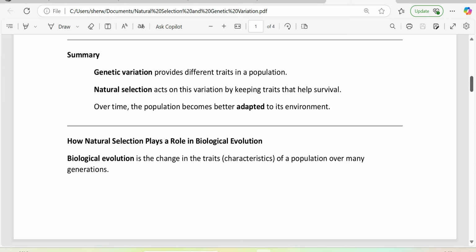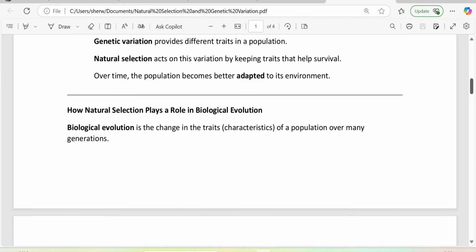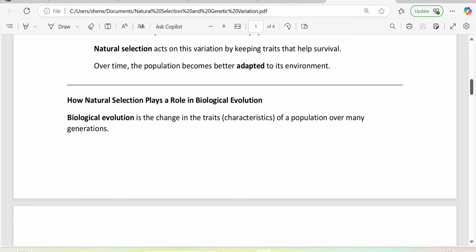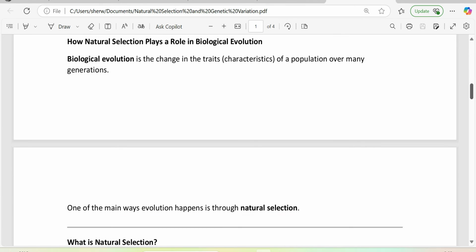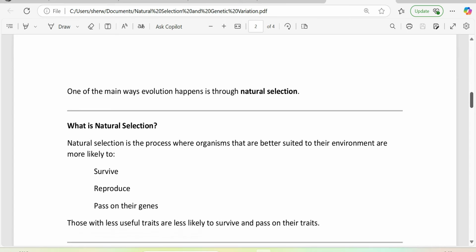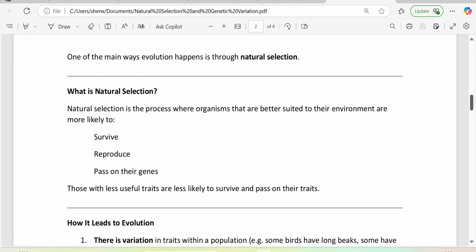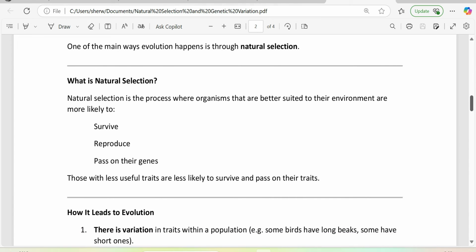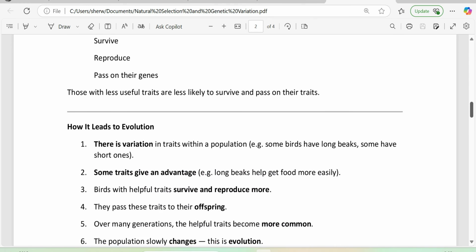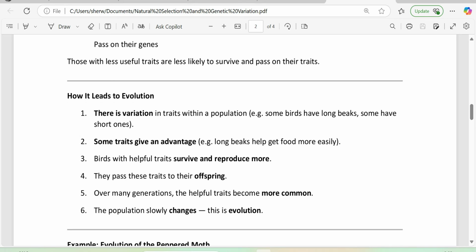How natural selection plays a role in biological evolution. Biological evolution is the change in the traits and characteristics of a population over many generations. One of the main ways evolution happens is through natural selection. What is natural selection? Natural selection is the process where organisms that are better suited to their environment are more likely to survive, reproduce, and pass on their genes. Those with less useful traits are less likely to survive and pass on their traits.